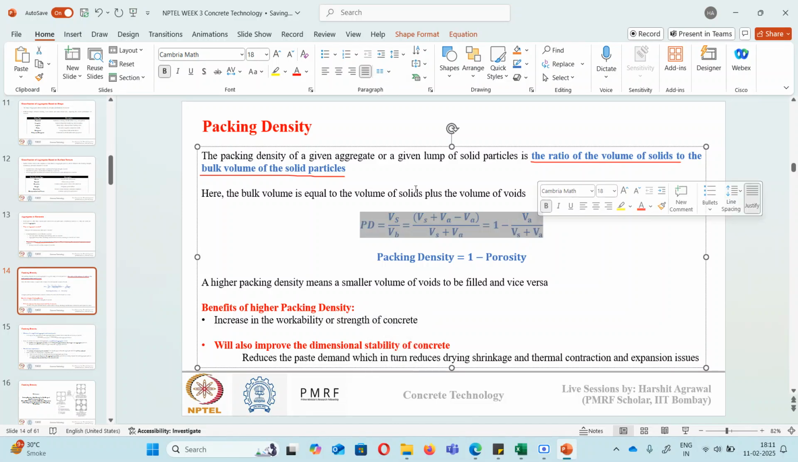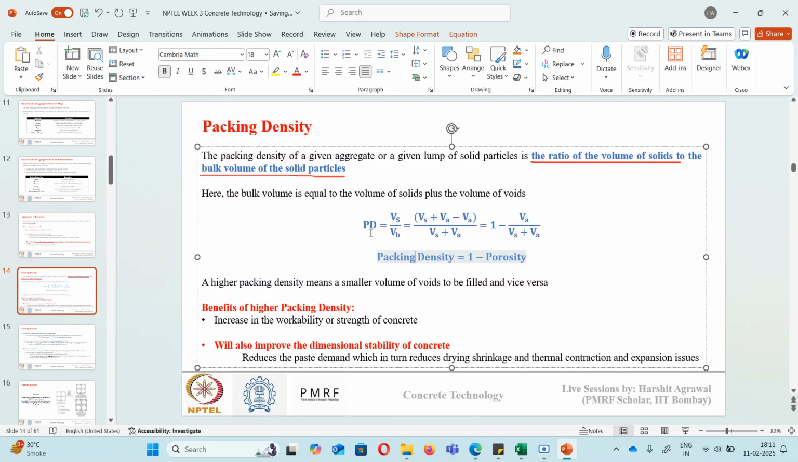Okay. So what we did, we just took the simple definition of packing density and broke it down into this equation. Now if you see, this is the volume of voids and this is the total volume. So this ratio, the second term, is nothing but the porosity, that is the percentage voids in a system. So that is how this equation came into existence. So packing density is nothing but 1 minus porosity. A higher packing density means a smaller number of voids to be filled and vice versa. If I have a lower packing density, it means there are more voids in the system.